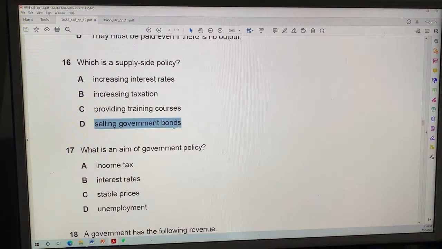Selling government bonds, that's interesting. This is also monetary policy. If you sell government bonds, you reduce the money supply. But that's not supply side. Training courses are supply side policy.